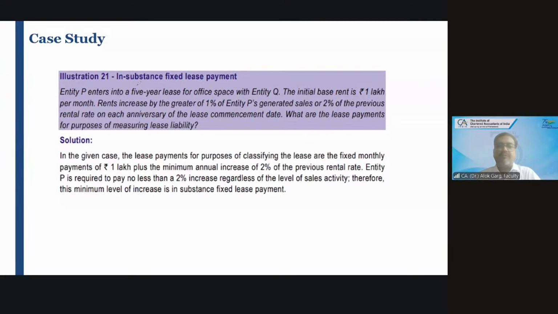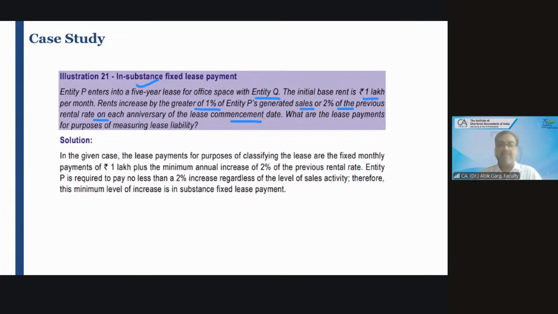Entity P enters into a 5-year lease for office space with entity Q. The initial rent is 1 lakh per month. Rent increases by the greater of 1% of entity P's generated sales or 2% of the previous rental rate on each anniversary of the lease commencement date. What are the lease payments for the purpose of measuring the lease liability?